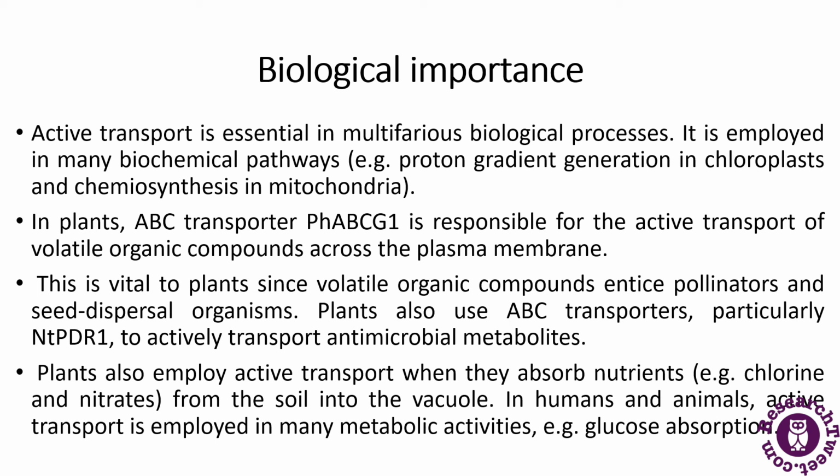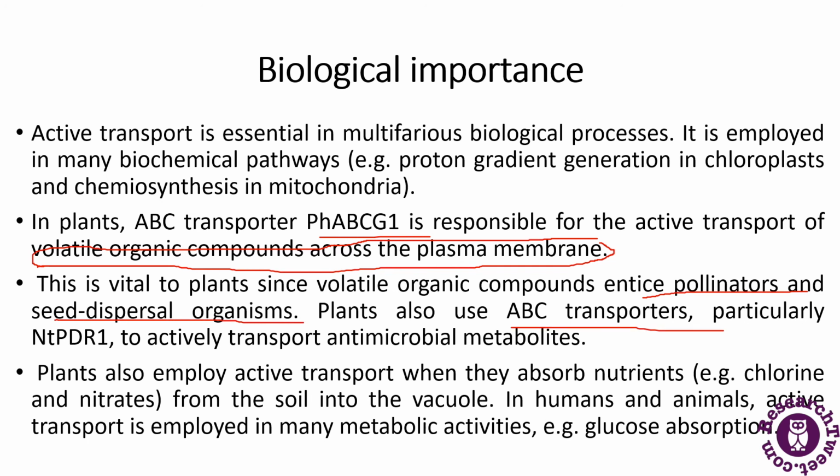For example, they are also used in plants as ABC transporters. This is PhABCG1. This is responsible for the active transport of volatile organic compounds across the plasma membrane. So in plants, active transport is used for volatile organic compounds across the plasma membrane. This is vital for the plants, since volatile organic compounds entice pollinators and seed dispersal organisms. Plants also use ABC transporters, particularly NtPDR1, to actively transport antimicrobial metabolites.